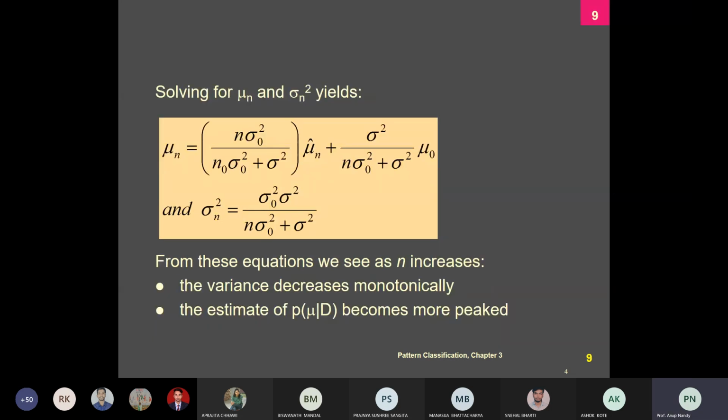When you solve explicitly for mu n and sigma n square, you will end up with mu n equal to n sigma naught square divided by n sigma naught square plus sigma square into mu n hat, plus this expression with mu naught, and your sigma n square is equal to this expression. So from this equation you see that as n increases, the variance decreases monotonically.